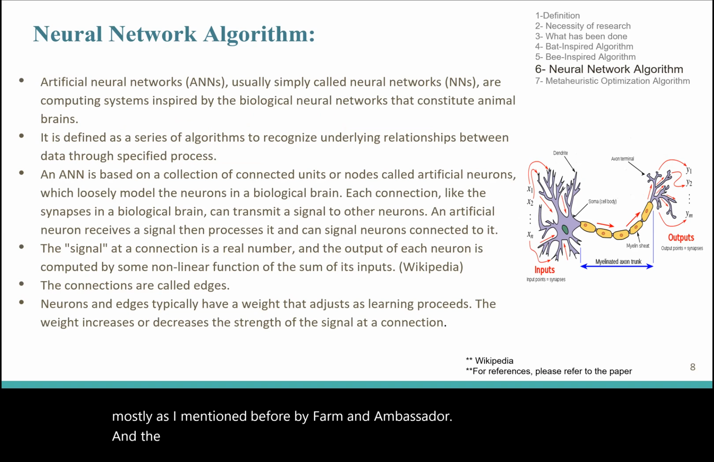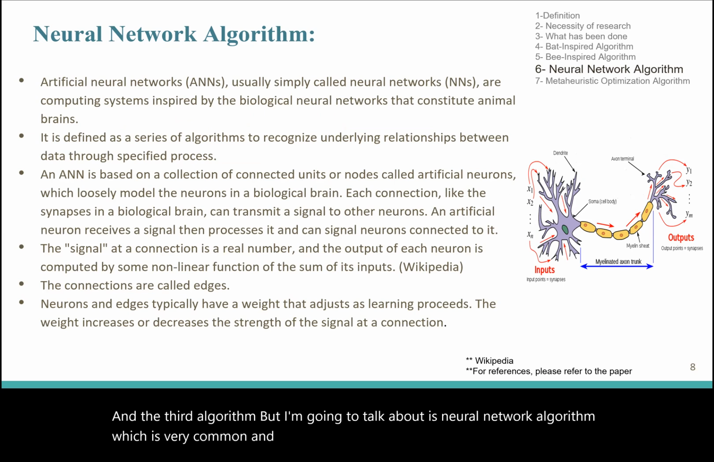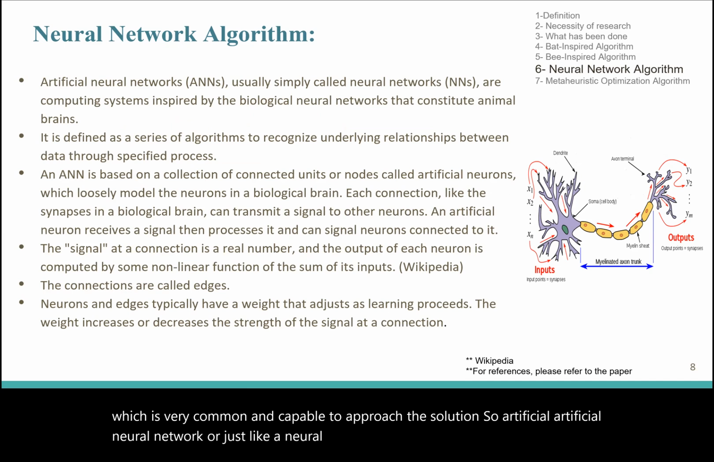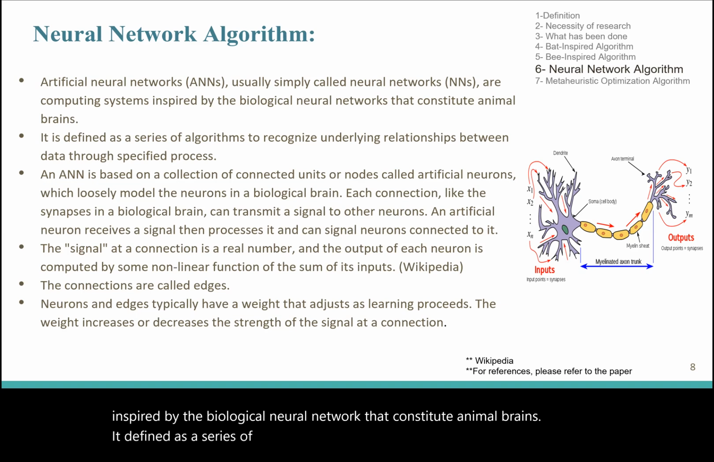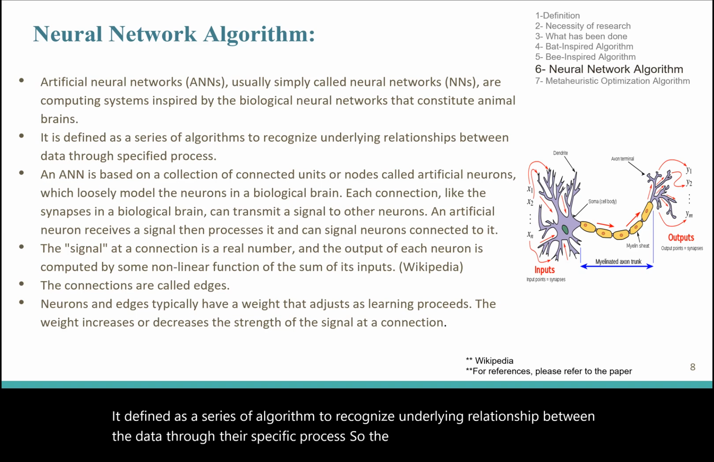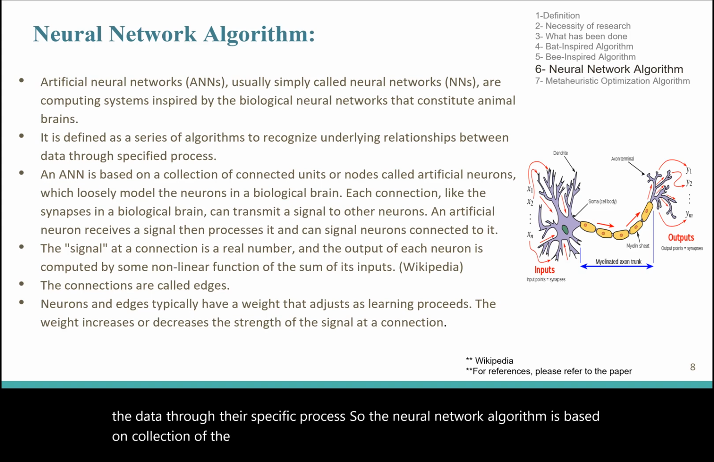And the third algorithm that I'm going to talk about is the neural network algorithm, which is very common and capable of approaching the solution. Artificial neural networks, or just neural networks, are computing systems inspired by the biological neural networks that constitute animal brains. They are defined as a series of algorithms to recognize underlying relationships between the data through a specific process. The neural network algorithm is based on a collection of connected units or nodes called artificial neurons, which loosely model the neurons in a biological brain. So it originated from our brain in reality.